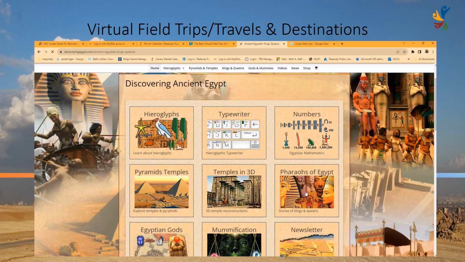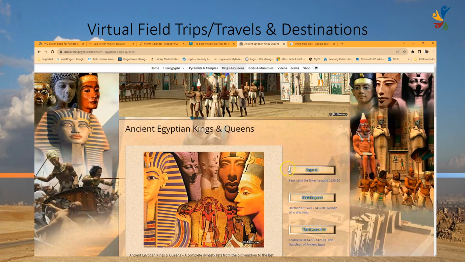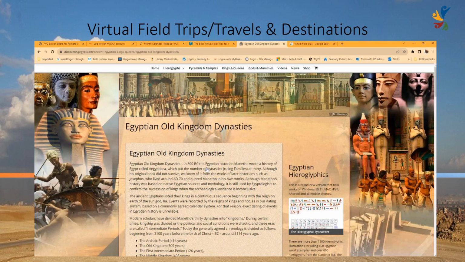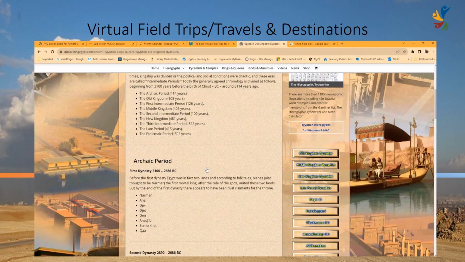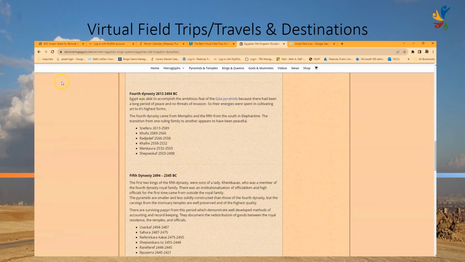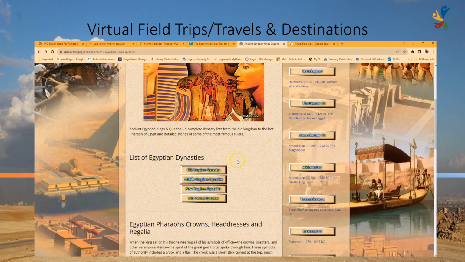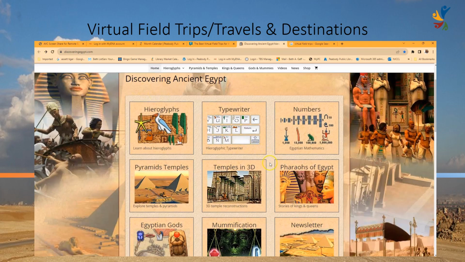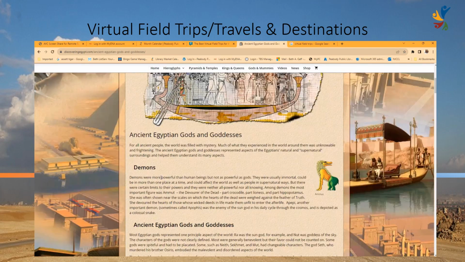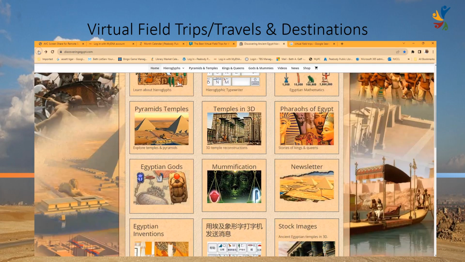So here's Pharaoh, stories of the kings and the queens. And so you could go in. Here are a list of dynasties. And it talks about the different periods, who's in charge, what they did. Here are your Egyptian gods. I think we may have looked at that already. And we realized they were alphabetical, so you could go in. I don't know what this is.